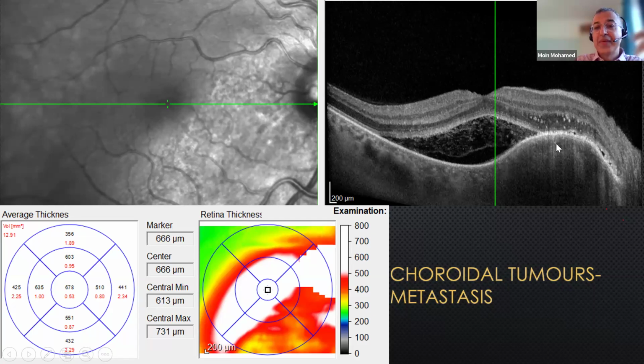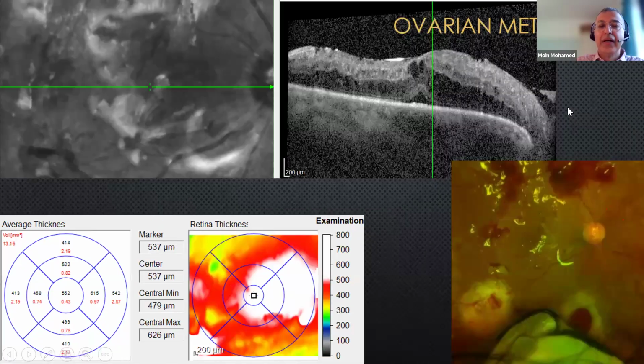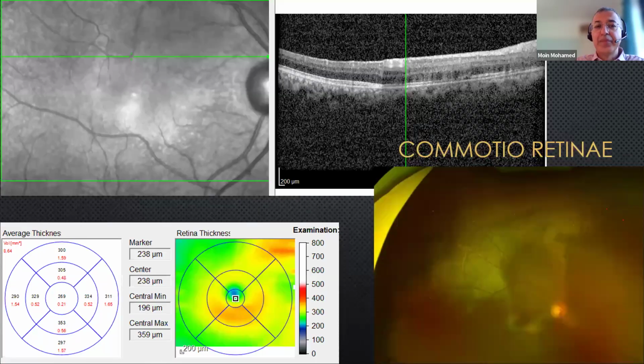So again, the similarity is the subretinal fluid and cysts in the papillomacular bundle and a thickened choroid, but the shape of the thickened choroid is an elevation into the eye rather than a general thickening. And this is a lady who had ovarian metastases into the eye, and that just ended up looking an absolute mess. So that's an outer blood retinal barrier dysfunction when the choroid and pigment epithelium become damaged.